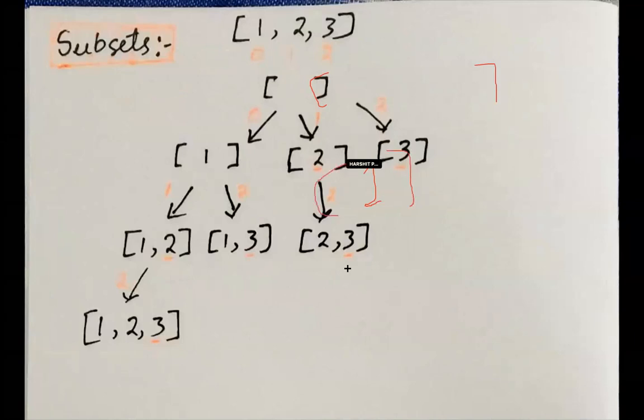Now coming to 2, I do the same. I append 2 to all the already formed subsets. So essentially at every level, I'm doubling my number of subsets. So now when I come to 2, I'll append 2 to the empty subset first. So this would be the outcome.